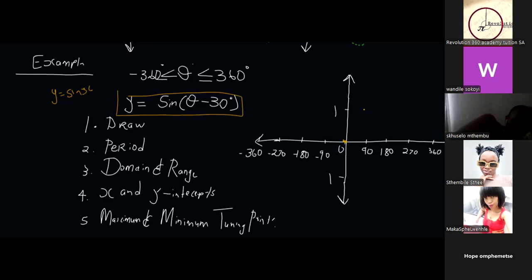But we are not only concentrating on the positive side of the x-axis, just because they're also telling us it must be from -360 to 360. This one that I just drew is from 0 to 360. Then you extend that. It means your other coordinate must be here, the other one here, the other one there, the other one there. So you continue joining the graph.